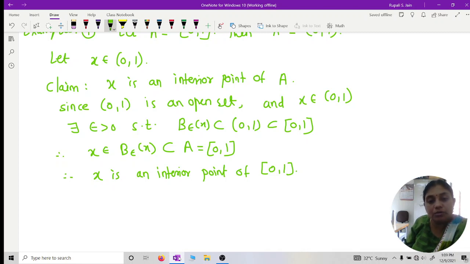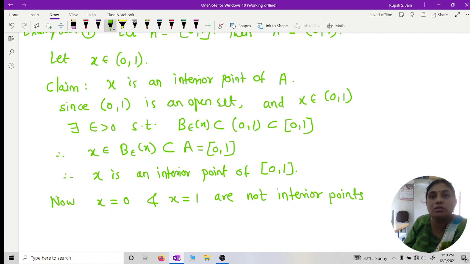What about 0 and 1 points? Now x equal to 0 and x equal to 1 are not interior points. Why are they not interior points? Because you cannot find a ball which is totally contained: for any epsilon greater than 0, the ball (minus epsilon, epsilon) around 0, and the ball around 1, (1 minus epsilon, 1 plus epsilon), is not contained in the closed interval [0, 1].